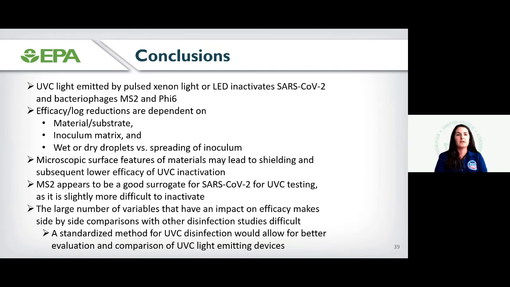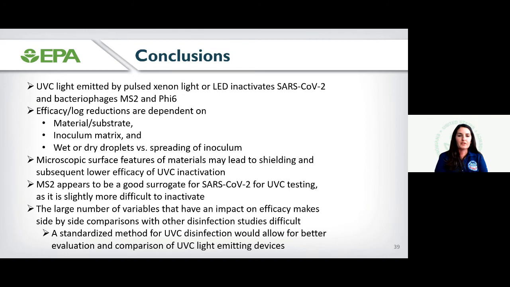Great, thanks. So just some conclusions to wrap up our webinar. We did find that the UVC light that we tested, the various different sources, did inactivate SARS-CoV-2 and the bacteriophages MS2 and 5.6. We found that the efficacy of these various lights depended on the material or the substrate that the virus was on for the testing, as well as the composition of the inoculum. And we also found that the condition of the inoculum, so whether it was wet versus dry or applied in droplets versus spreading, could also impact the efficacy of the UVC light.